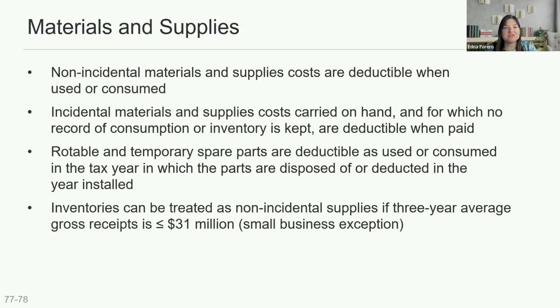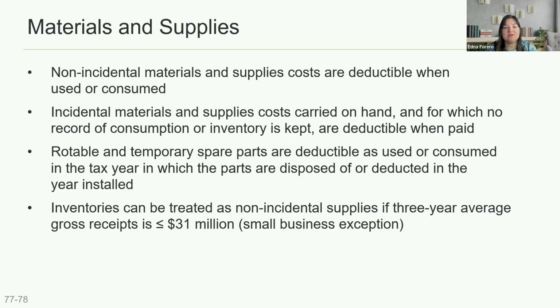All right, materials and supplies. This is something quickly to talk about in regards to whether or not the costs are deductible when they're used or consumed, whether the materials and supplies carried on hand are not for consumption or inventory, whether it's not kept. And then rotable and temporary spare parts are deductible as they're used or consumed in the tax year. And inventories can be treated as non-incidental supplies. Again, we're looking for that magic number of 31 million for the small business exception. So unless it's less than 31 million, they can be treated that way.